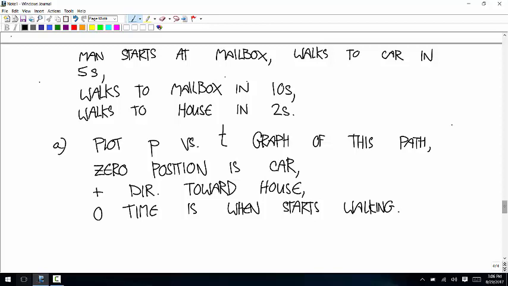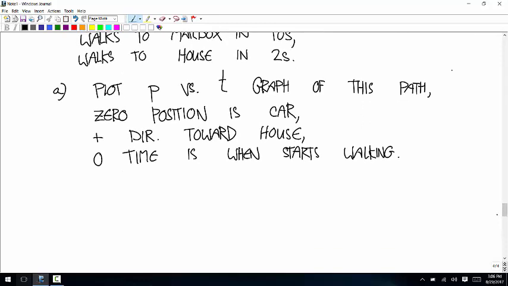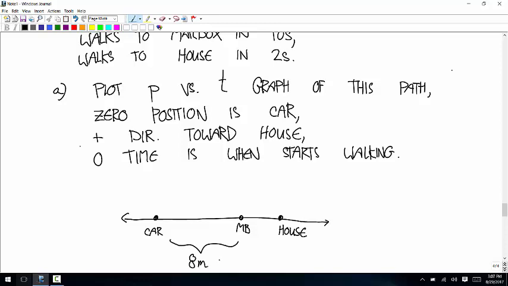Okay, so the way I'm going to do this is I'm going to start out by just showing the motion on a number line. But before I put any numbers on it, I'm going to put the physical things. Okay, so there's a car here. There's a mailbox here. And there's a house here. And we know these distances. This is 8 meters. This is 3 meters.